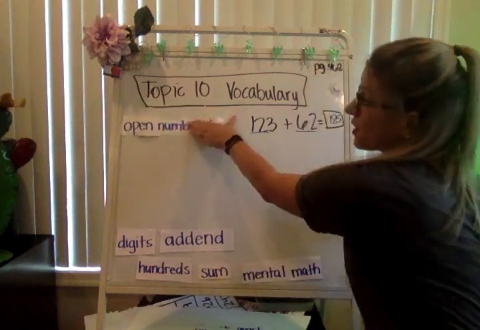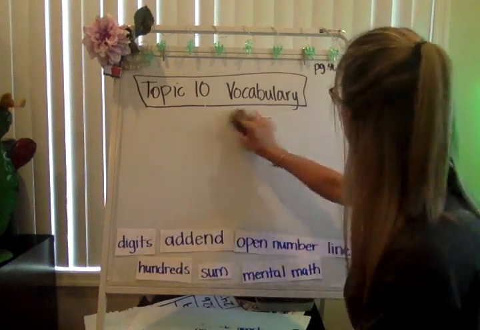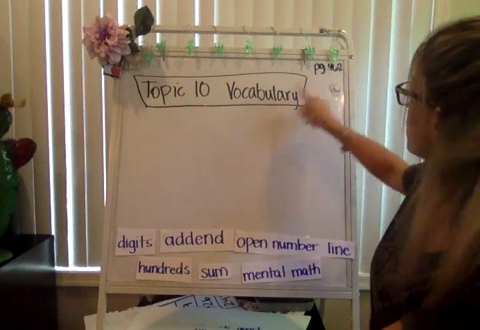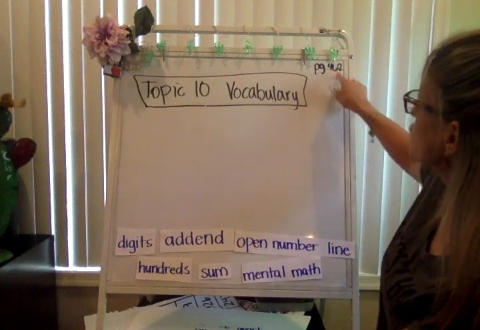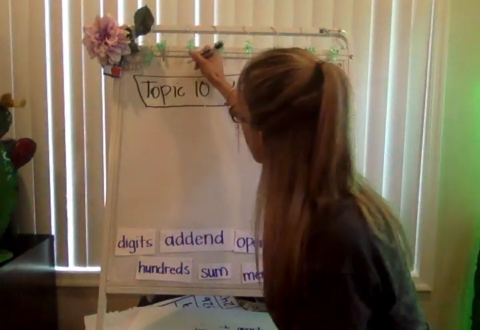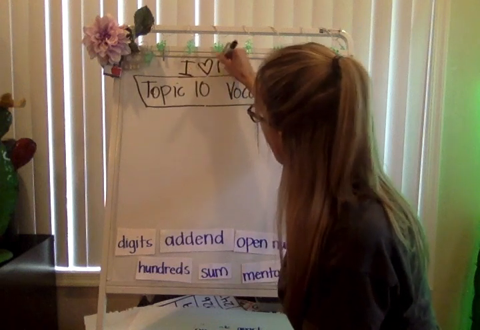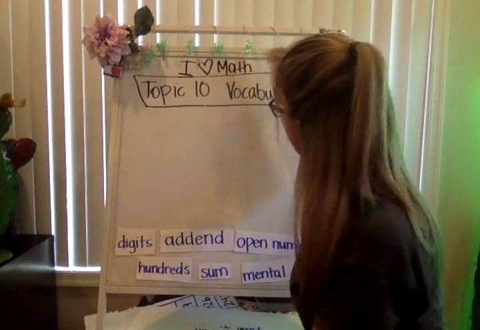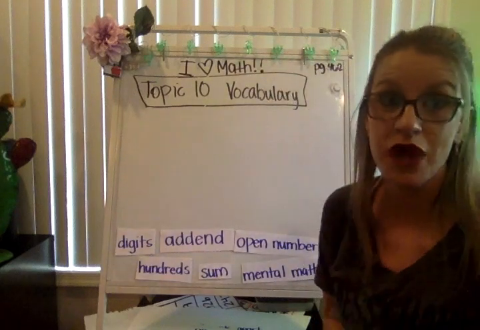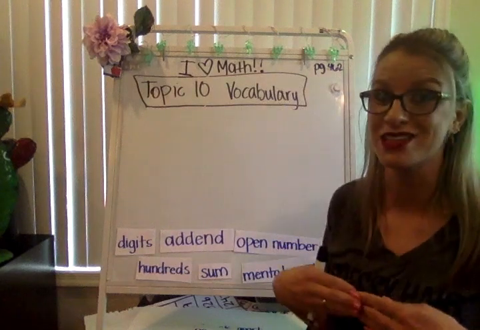I want to make sure that you are listening to this whole entire video. So while you have your topic 10 vocabulary page in front of you, I want you to write on page 462 these words: I, and then you're going to draw a heart and write the word math. I want you to have 2 exclamation marks after that. That is what I want you to write on page 462. This is me checking to see if you are watching this video.